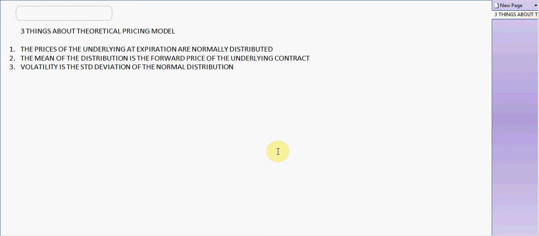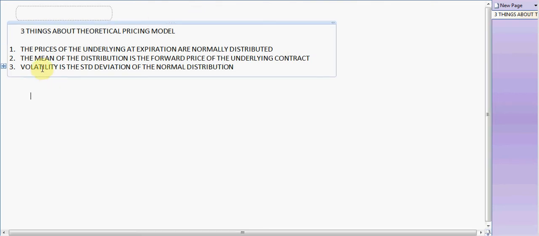Hello everyone, welcome again. In the last video we talked about the normal distribution, and we talked a little bit about the mean and the volatility. So these are the three important things that we learned in the last video. The price of an underlying at expiration is normally distributed. The mean of the distribution is the forward price of the underlying contract, and the volatility is the standard deviation of the normal distribution.